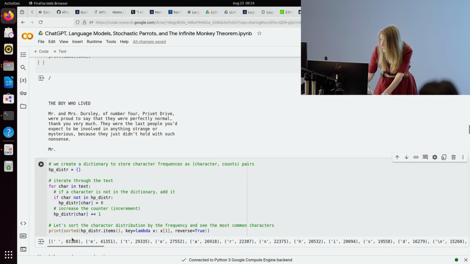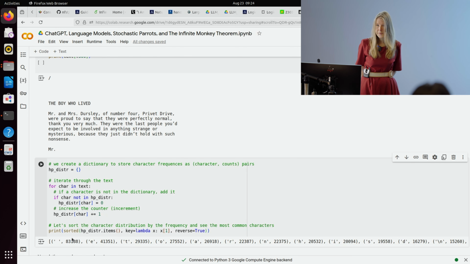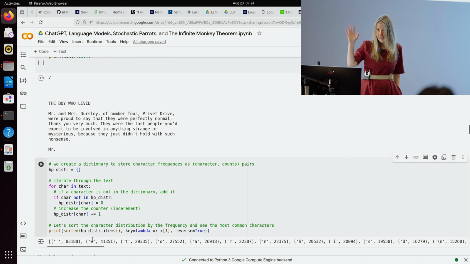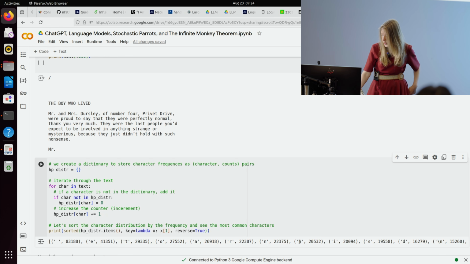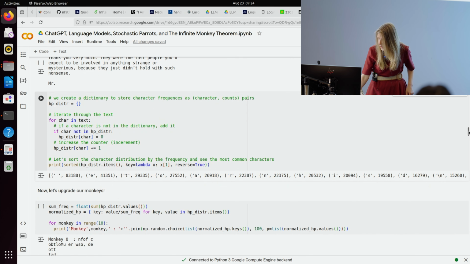And I sorted them by frequency. You see that the most frequent is the white space character. It's followed by E, again as expected in average English text. It's followed by T, O, A, then R, N, etc. So now let's incorporate the normalization part into our monkey generation process.